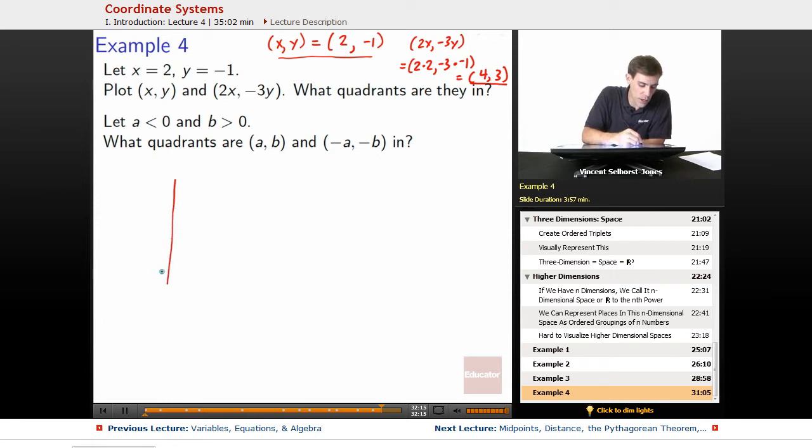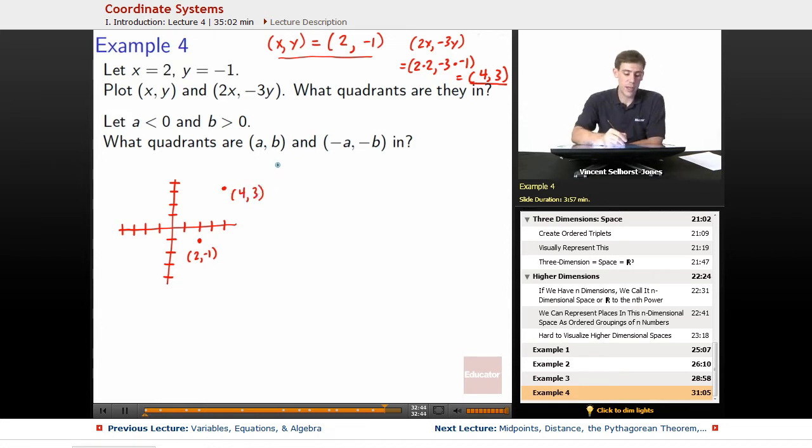We draw our coordinate axes, and put on a scale for it to have, so we have places to plot. We go over 2, down 1 to -1, and there is 2 comma -1. We go over 4, 1, 2, 3, 4, up 3, 1, 2, 3, and there is 4 comma 3.